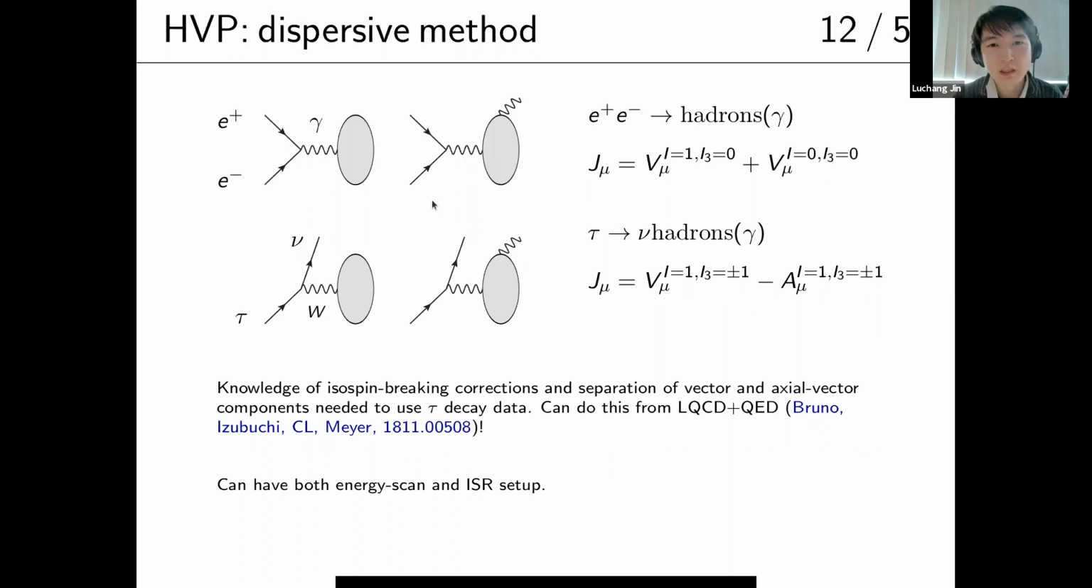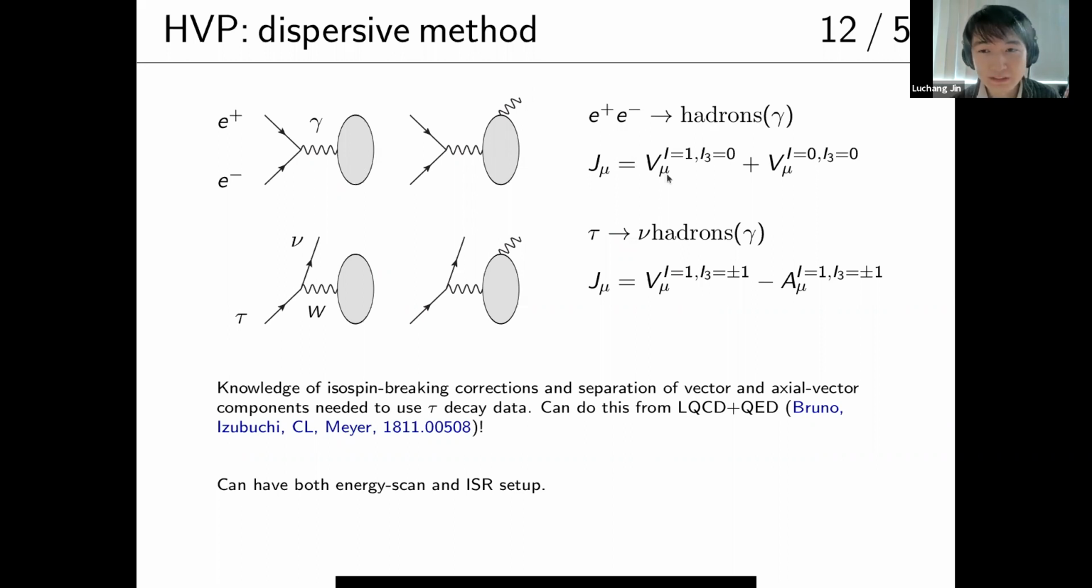So in the old days there are two ways to determine it. Both use the experimental input. One is to use the e+e- annihilation process, and that will involve a virtual photon, and then the virtual photon will go to a lot of hadron final states. And if we measure the total cross section, including photon radiation as well, then we can write the dispersion relationships to obtain the hadronic vacuum polarization contribution to muon g-2.